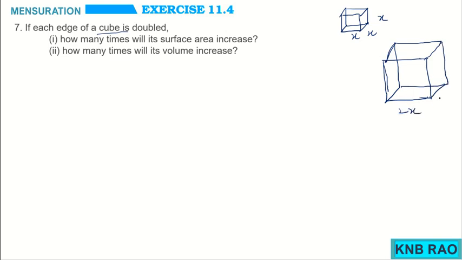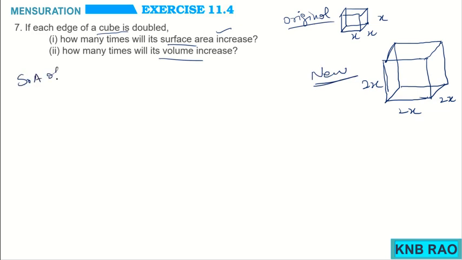Now the side is 2x and the height is also 2x. Now we need to find how many times the surface area has increased and how many times the volume has increased. So this is the original one before the increment, and this is the new one. Now I will find the surface area of the original cube. You know how to find it: 6 times x square.